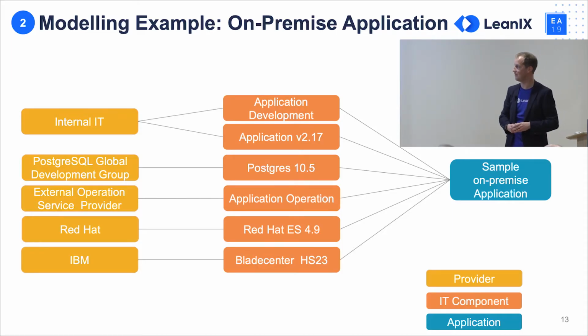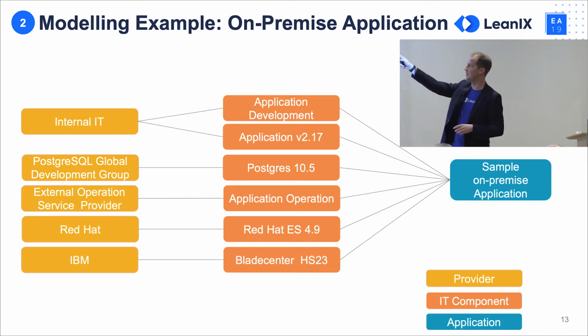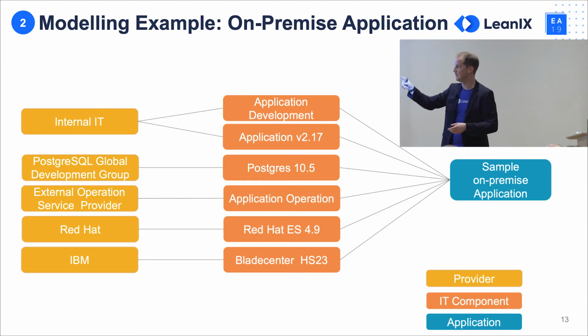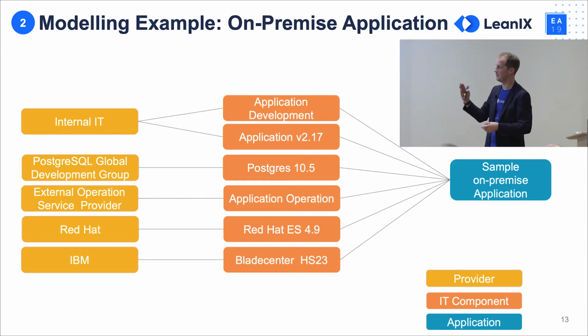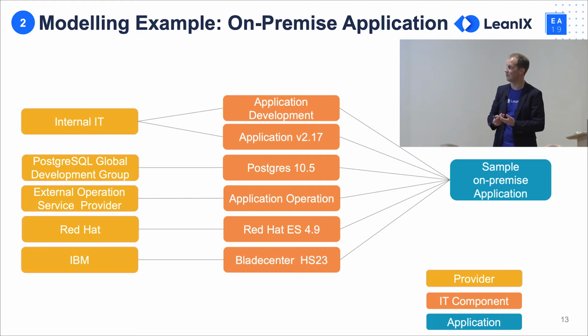So I will give one example for an on-premise, and then for infrastructure as a service, software as a service, platform as a service. That's a sample on-premise application, and you can see it's connected to a lot of IT components. Some might come from the internal IT, like the application development and the running version itself that's provided by the internal IT. You might have a database component, application operation by an external provider, an operating system, a hardware type. So that's the recommended way of bringing in your on-premise application.